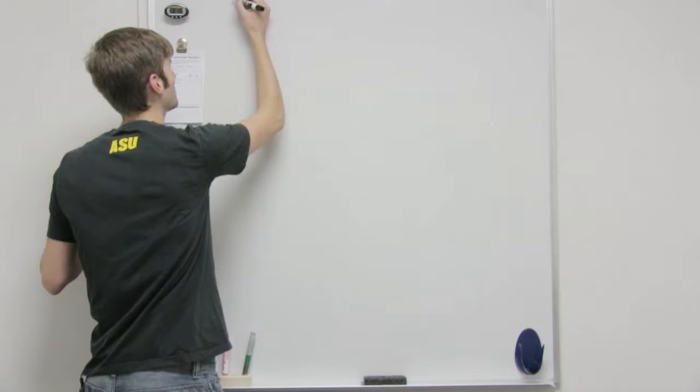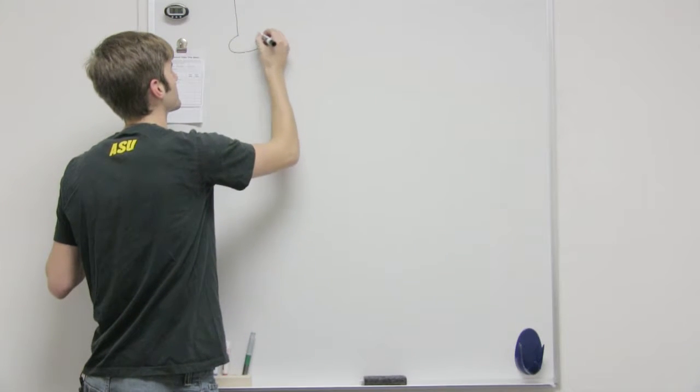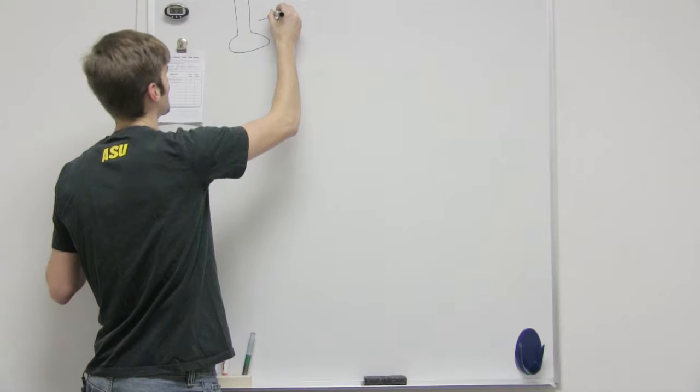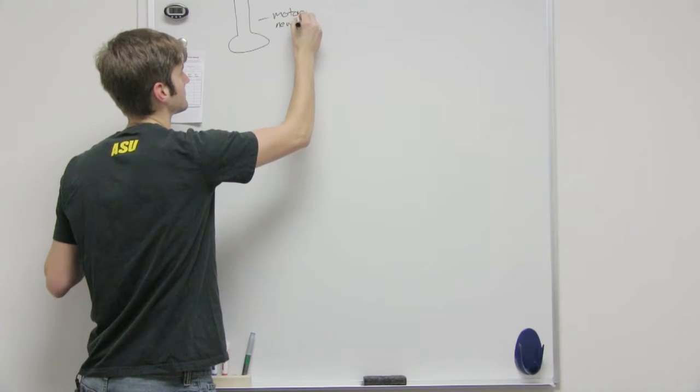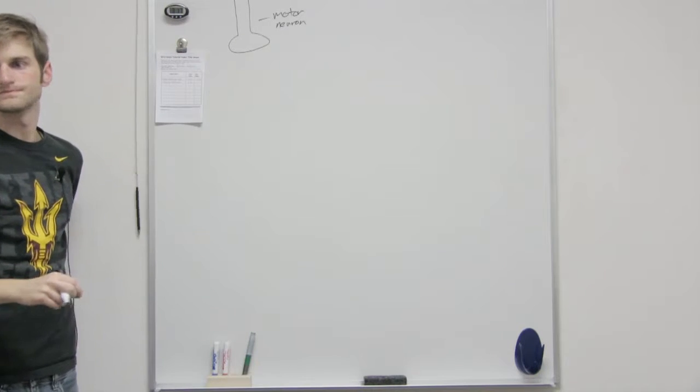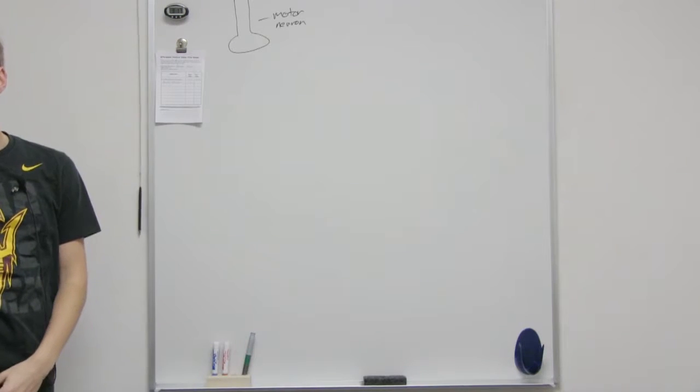Okay, so we start off with this. I'm not an artist, but I'm going to try my best. This is a motor neuron. Now, are motor neurons just always there? That's not anything that's being sent. No, that's an actual thing, part of the nervous system.